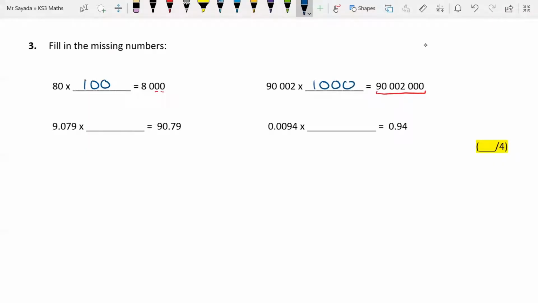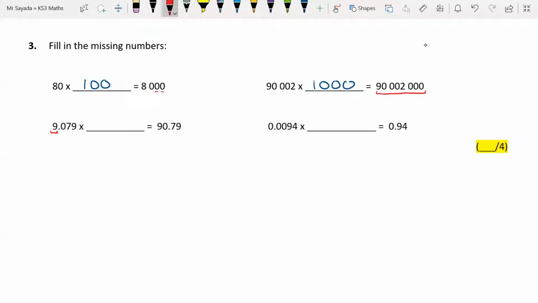The next one, 9.079 times something is 90.79. So what I'm going to do is I'm just going to look at one digit and see where it's ended up. So I'm going to just take this first digit here, the 9. I'm going to ask myself, what's happened to that 9? Well, at the moment, what place value is this 9 in? Say your answer to the video. Hopefully you've said it's 9 units.